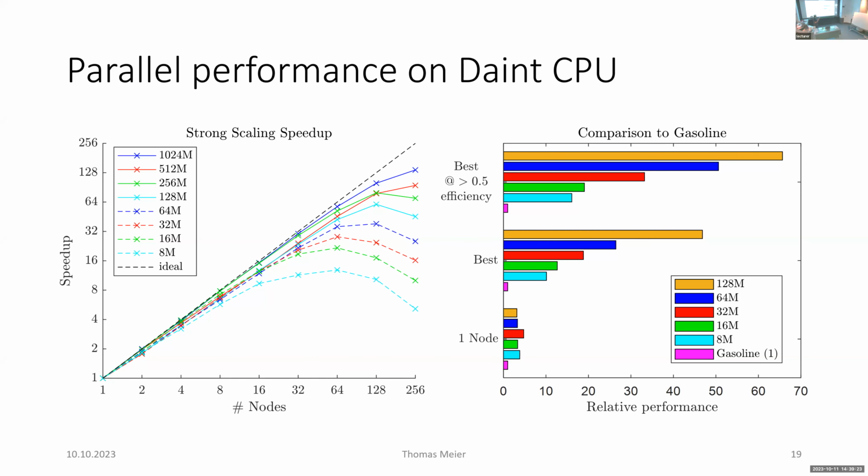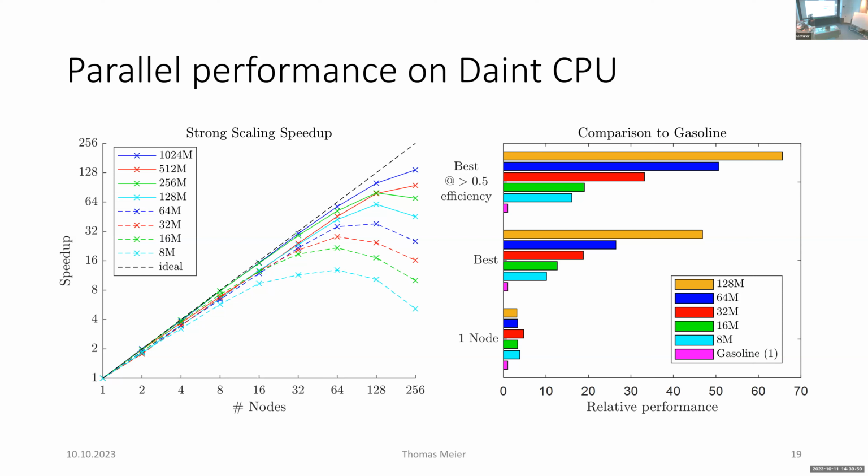But the best thing about all of this is the comparison to Gasoline. On one node, we get a speed up of between 3 and 5, which is okay. But comparing best result to best result between Gasoline and the new code, at 128 million particles we get a speed up of 45. That's not 45%. That's a factor of 45.